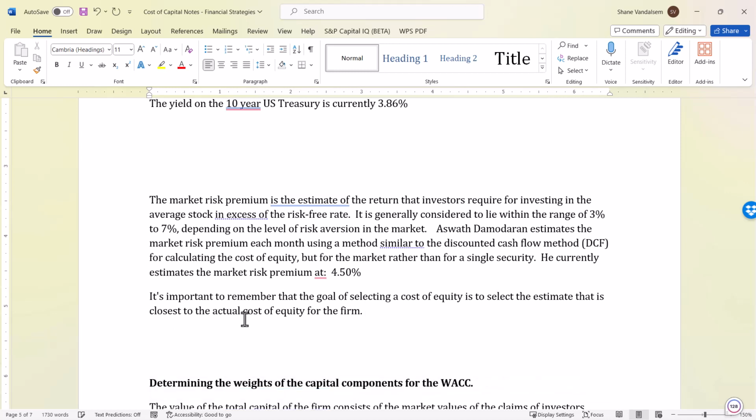We're going to get into capital budgeting, and that's where we use the weighted average cost of capital again as the hurdle rate for the projects of the company. And so if we select a cost of equity that's too high, we're going to reject good projects.